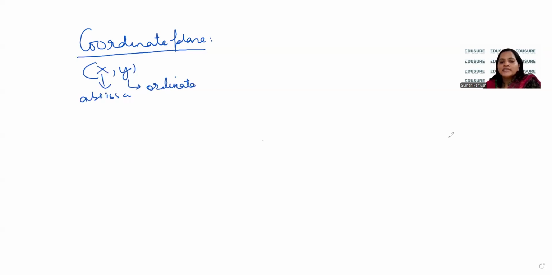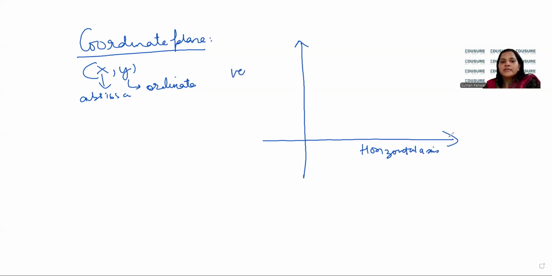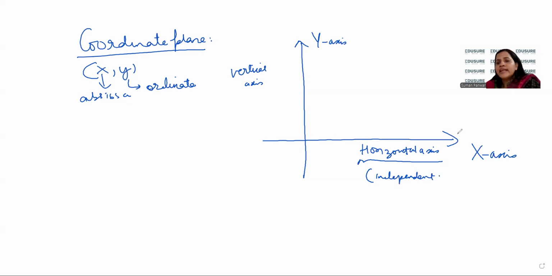We have a horizontal axis and a vertical axis. So this is the horizontal axis and this is the vertical axis. Generally, we represent the horizontal axis as x-axis and the vertical axis as y-axis. On the horizontal axis, we plot our independent variable. So x is the independent variable when I talk about x, y. And on the y-axis, we plot the dependent variable.